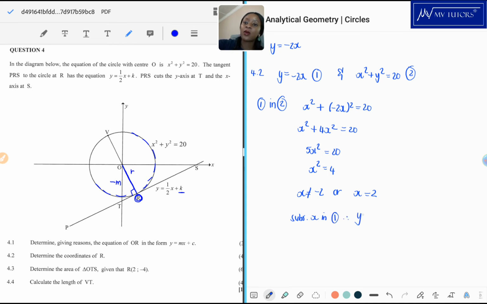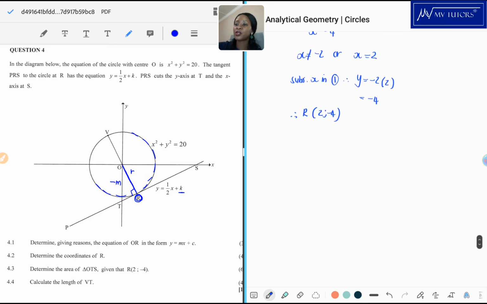Okay, so we have y is equal to negative 2. You can use equation 2, but it's just so long. This one is simplified. Okay, so if I substitute 2 there, I'm going to get that y is negative 4. And it makes sense because r is in the fourth quadrant, so y should be negative. So therefore, r would be (2, negative 4). Okay, so we're done with 4.2.